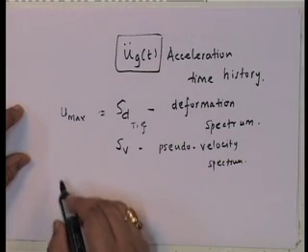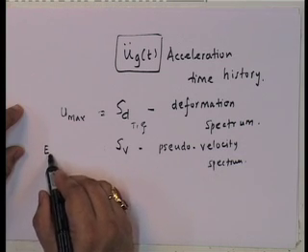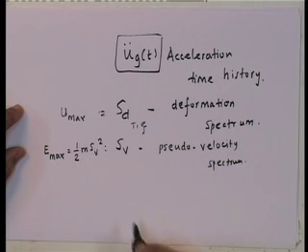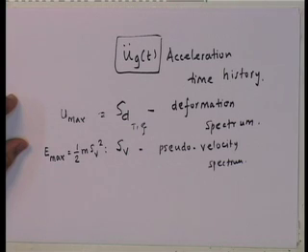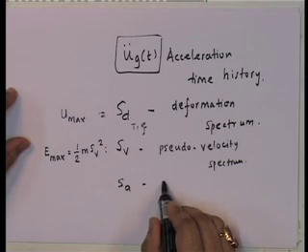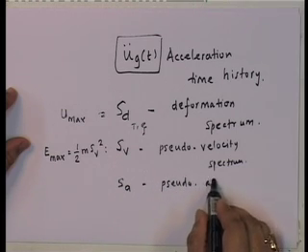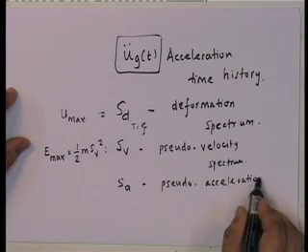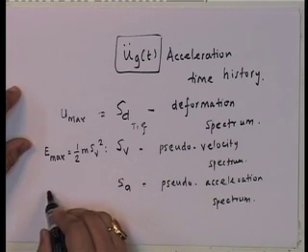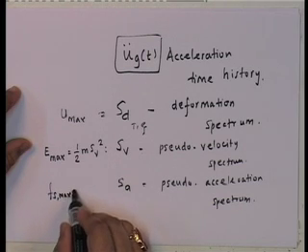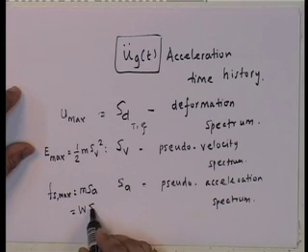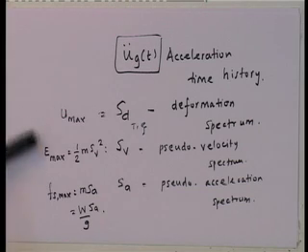SV is given such that the maximum strain energy is given by half m SV squared. Then there is the pseudo acceleration spectrum, which is SA, and this essentially gives us the peak force that the structure is subjected to, and that is equal to m SA or W SA by g, where SA is given by this.